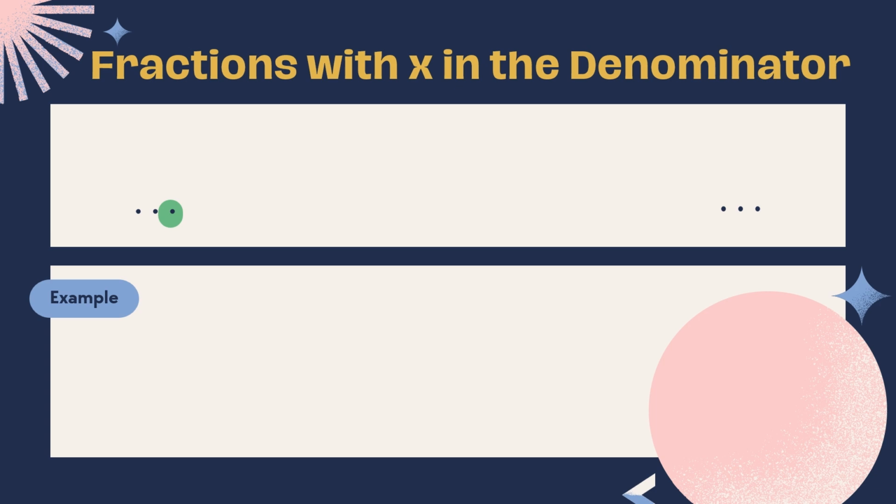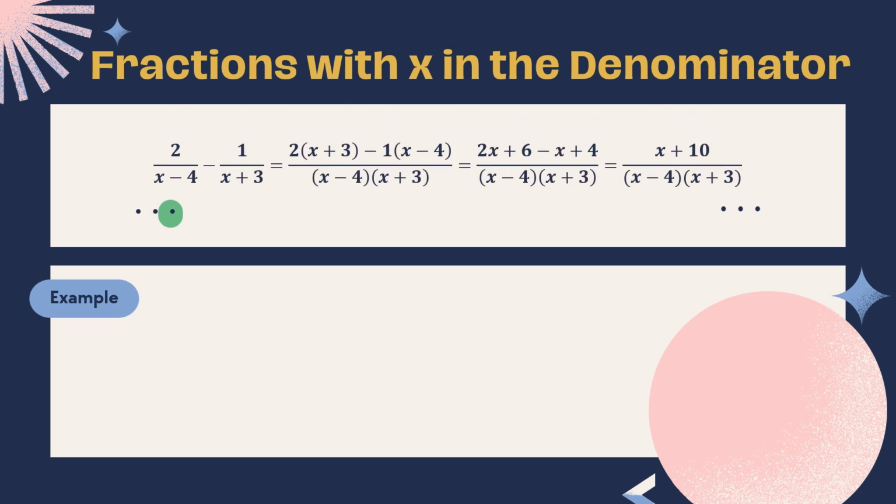Next, how about simplifying fractions with x in the denominator? For example, we have 2 over x minus 4 minus 1 over x plus 3. Just like before, we have to find the lowest common denominator. For the first fraction, we multiply by x plus 3, and for the second fraction, we multiply by x minus 4.